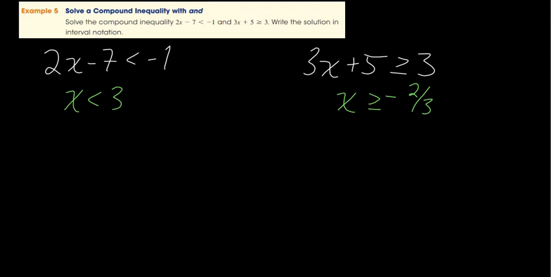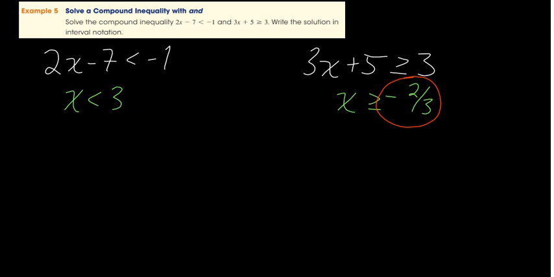Okay, so these are my two solutions. Now, it wants us to write this solution in interval notation. And there may be some among you that can, and at some point in the very near future, you're going to be able to do this in your head anyways, right? So if we envision a number line, we said this is going from 3 down to negative infinity. This is going from negative 2/3 up to positive infinity. Then they overlap from negative 2/3 to 3. Okay, so that makes sense.